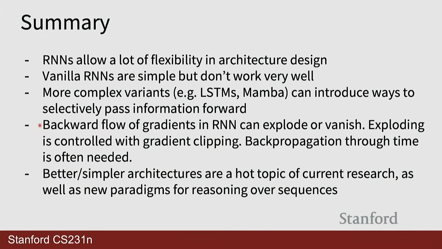Okay, so that's all for today in class. We basically talked about how there are a lot of different ways you can design architectures with RNNs. Vanilla RNNs are simple, but they don't work that well. There have been more complex variants that people have proposed that introduce ways to selectively pass information. The backward flow of gradients in RNNs can either explode or vanish depending on the activation function you use or the properties of your weight matrix. So you often need backpropagation through time to actually compute the gradient as well.